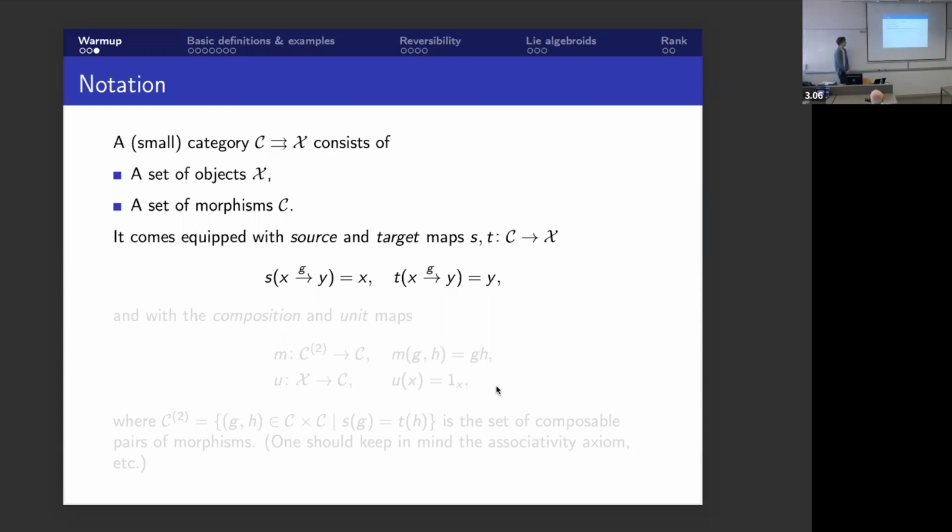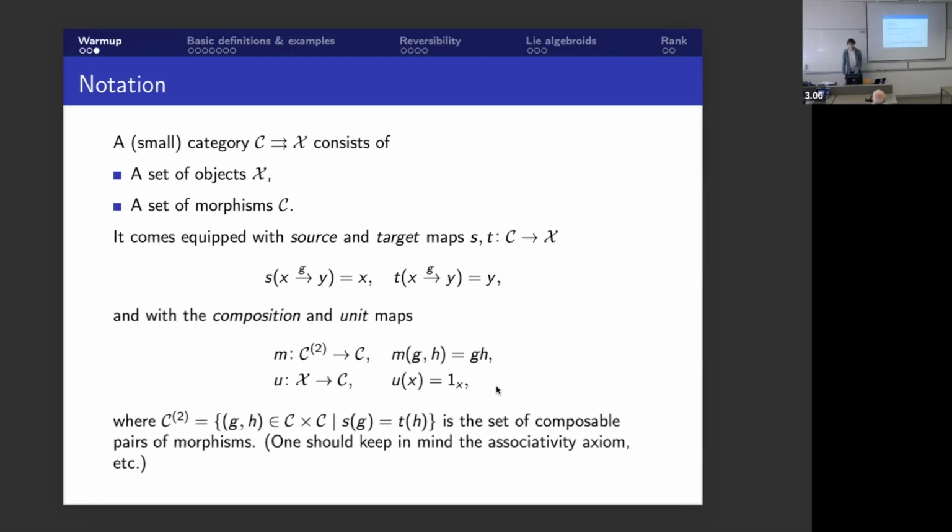Any small category comes equipped with a source and target map. The source map takes as input an arrow from C and spits out an object, which is just the domain of the arrow. And similarly the target map spits out the codomain of the arrow. Apart from that, we also have the composition and the unit maps. The composition map basically takes two morphisms and composes them. This is something inherent to the category, that this is possible to do in a category, right?